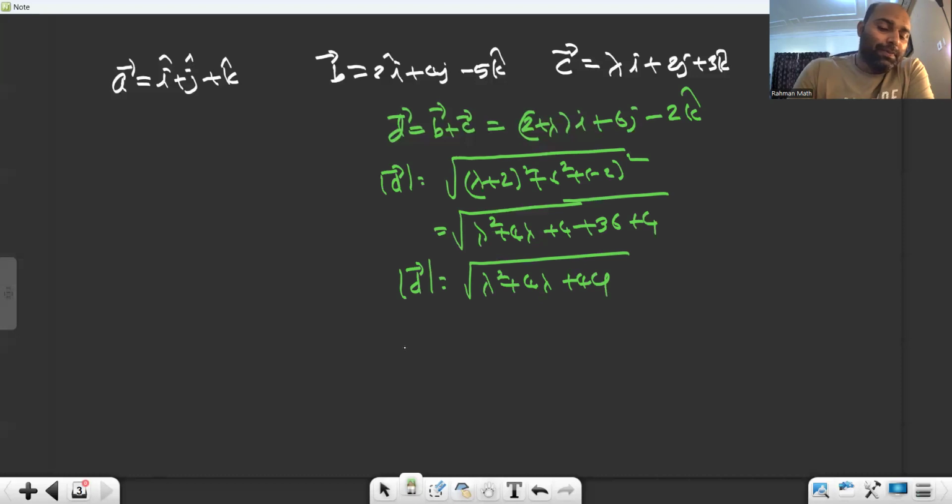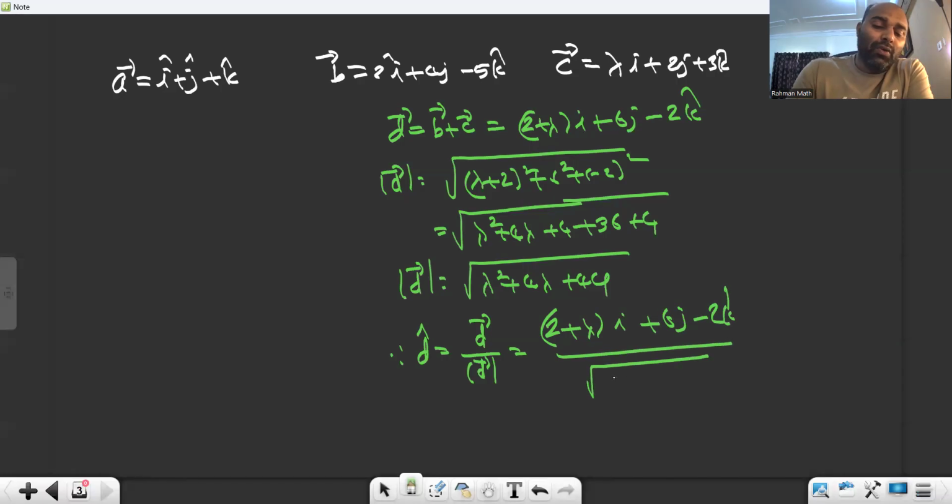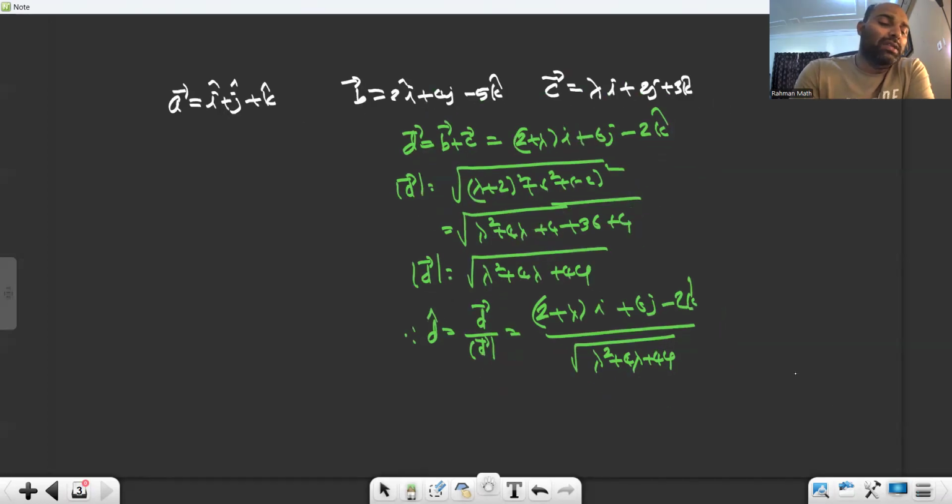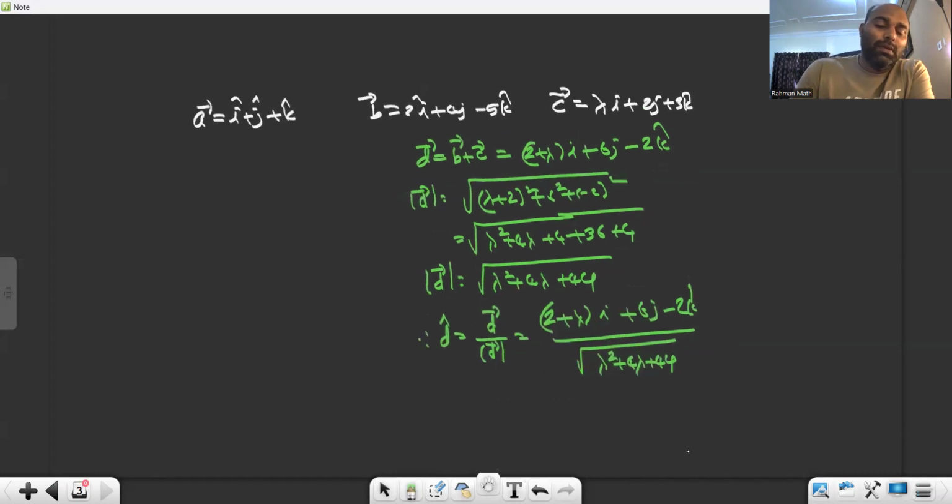Therefore, D cap equal to D vector by magnitude of D. What is D vector? (2 plus lambda) i plus 6j minus 2k divided by root of lambda square plus 4 lambda plus 44. This is what D cap is. So if they're asking for the unit vector, this is the procedure. Don't forget about that. This is the unit vector.